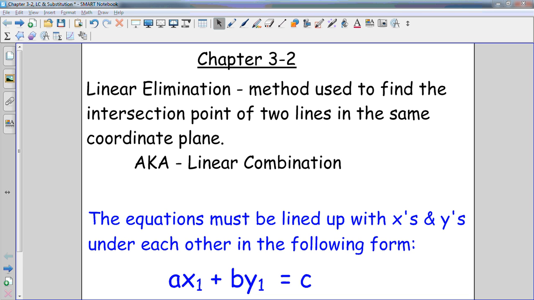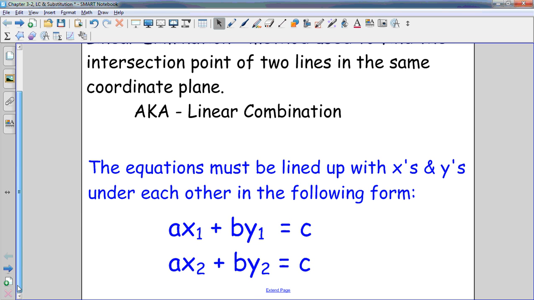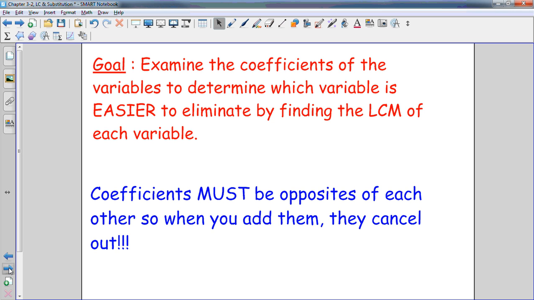Okay, different method. The equations must be lined up with x's and y's under each other in the following form. When we solve, they have to be lined up like this. My x is here, my y is here, and my c's are over there. A's, b's, and c's, those are all numbers. These are my variables, x's and y's. Okay, cruising right along.